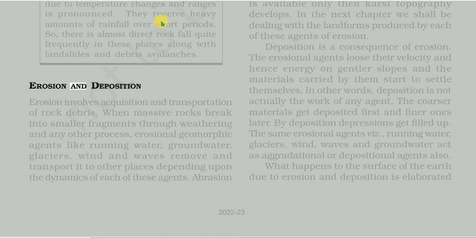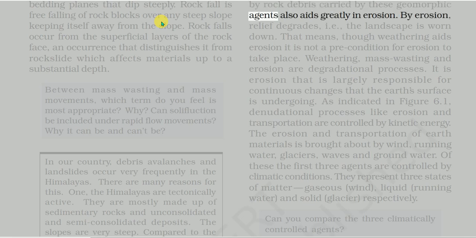Erosion and deposition. Erosion involves acquisition and transportation of rock debris. When massive rocks break into smaller fragments through weathering and any other process, erosional geomorphic agents like running water, groundwater, glaciers, wind and waves remove and transport it to other places depending upon the dynamics of each of these agents. Abrasion by rock debris carried by these geomorphic agents also aids greatly in erosion.